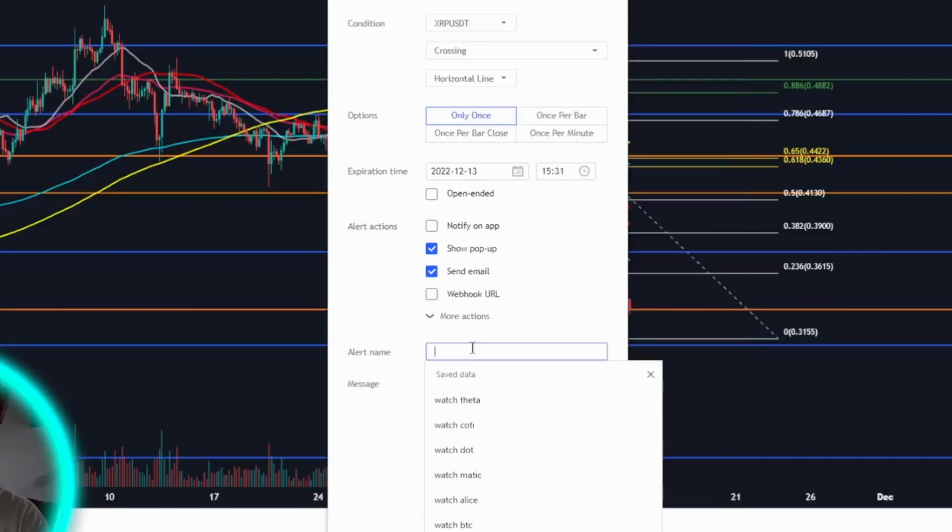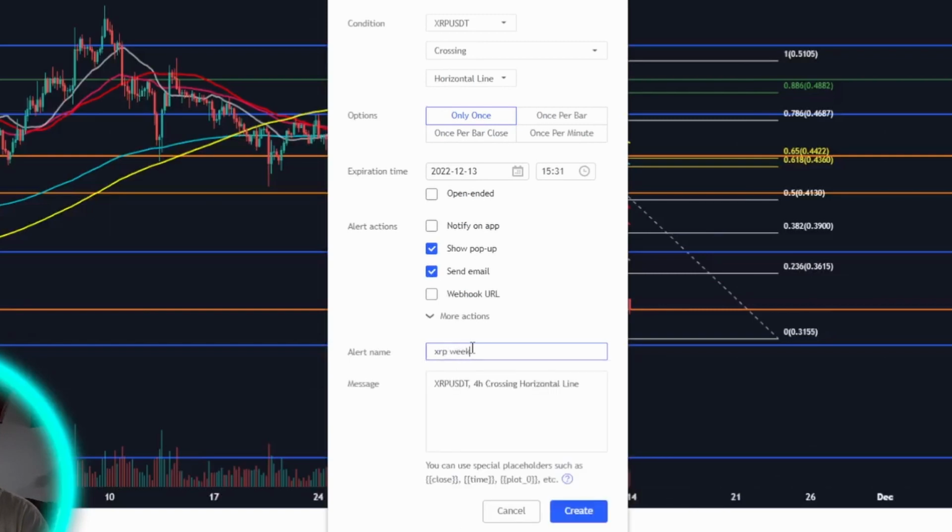In this case, I would put XRP weekly resistance. Now, if it was weekly support, if I was putting an alert at a blue line below, I'd put the word support. Whatever you do, you want to put something here so you can quickly see the alert and understand, okay, this is where price action's at. Before you've even pulled up the chart, you already know.